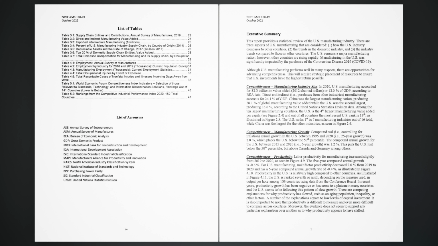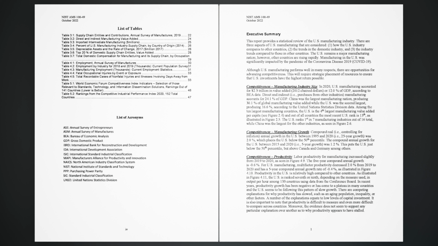Competitiveness. Productivity. Labor productivity for manufacturing increased slightly from 2019 to 2020, as seen in Figure 4.9. The 5-year compound annual growth is -0.6%. For U.S. manufacturing, multi-factor productivity decreased 2.0% from 2019 to 2020 and has a 5-year compound annual growth rate of -0.4%, as illustrated in Figure 4.10.